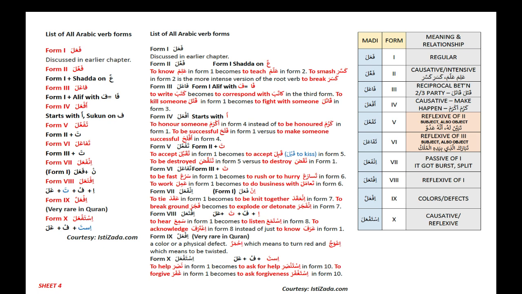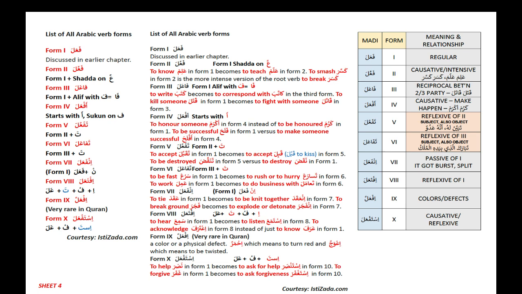Form 8, ifta'ala. Sami'a, to hear; istama'a, to listen. So what's the difference between to hear and to listen? Listening is to give more attention, emphasis. Arafa, to know; i'tarafa, to acknowledge, adding more emphasis. Like forms 5 and 6, form 8 can also give reflexive meaning, which means both subject and object will play a double role in the sentence.